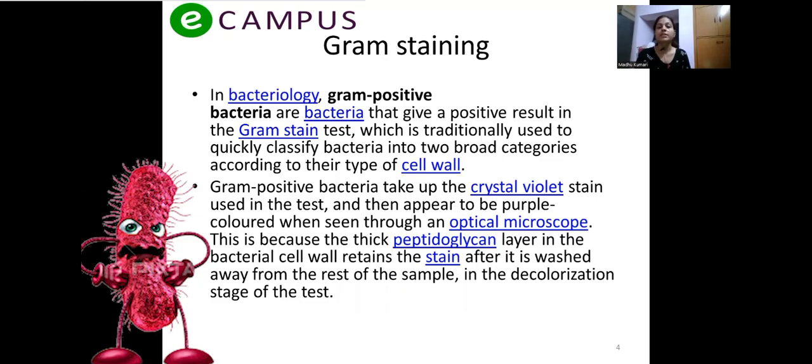So gram-positive bacteria retain the crystal violet stain used in the gram staining technique and appear purple under the optical microscope, because they have a thick peptidoglycan layer, whereas gram-negative bacteria have a thin peptidoglycan layer. That's why gram-positive bacteria retain the gram stain and gram-negative bacteria lose that stain. Clear?